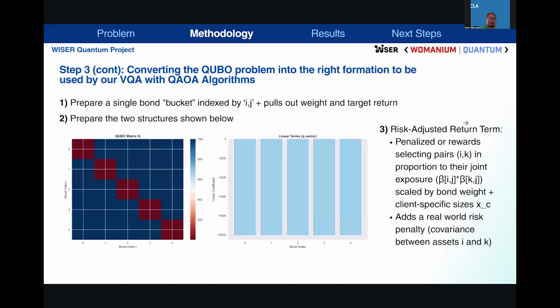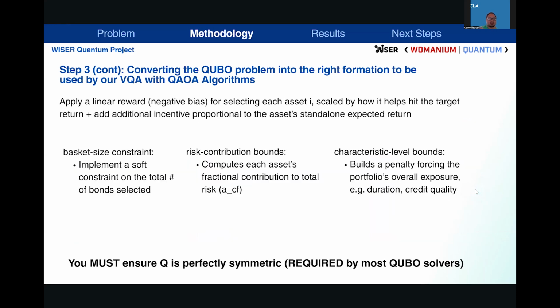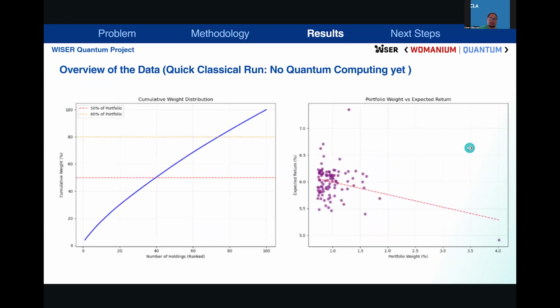Before we move on to step 4, we prepare a single bond bucket indexed by i and j, and we pull out the weight and target return. So we prepare the 2 structures shown below, which is the matrix and the linear terms. And then we also adjusted the risk-return term by penalizing or rewarding tilting pairs in proportion to their joint exposure. And then we also apply a negative-bias linear reward for selecting each asset, so it helps us for target return and also adds an incentive proportional to the asset's expected return. So this is our overall classical data, but no quantum computing yet.